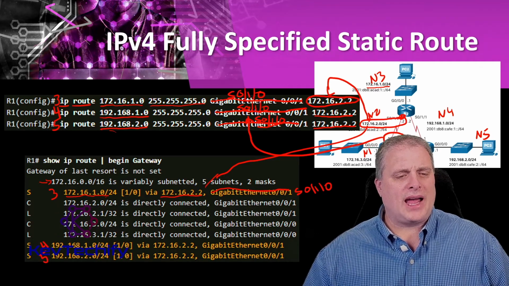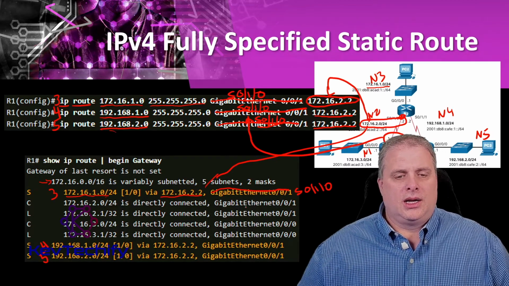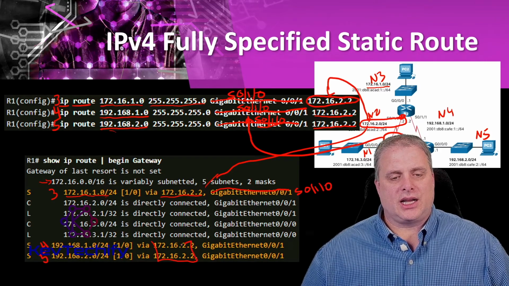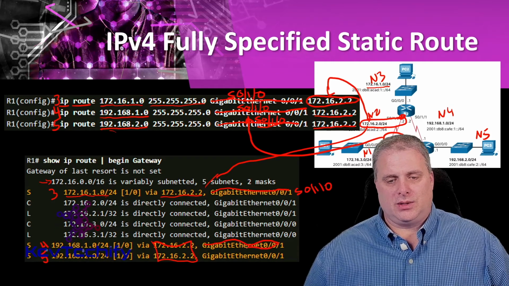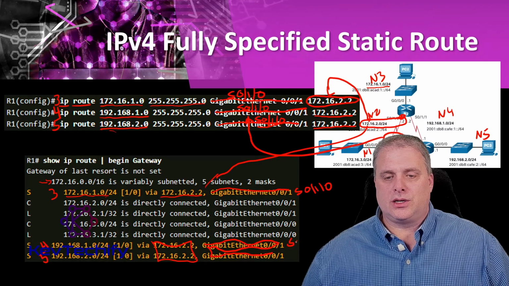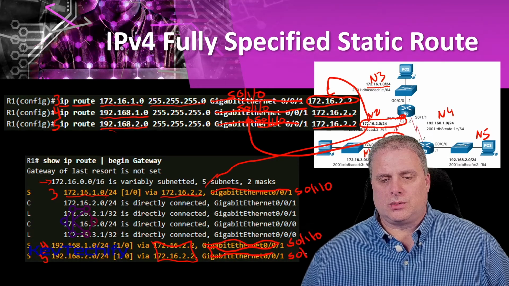We have our network addresses in here. Once again, remember, network addresses end in 0. To get there, our next hop IP address is 172.16.2.2. And then our exit interface, because we have a typo at the beginning, it carries all the way through. This should be serial 0/1/0.